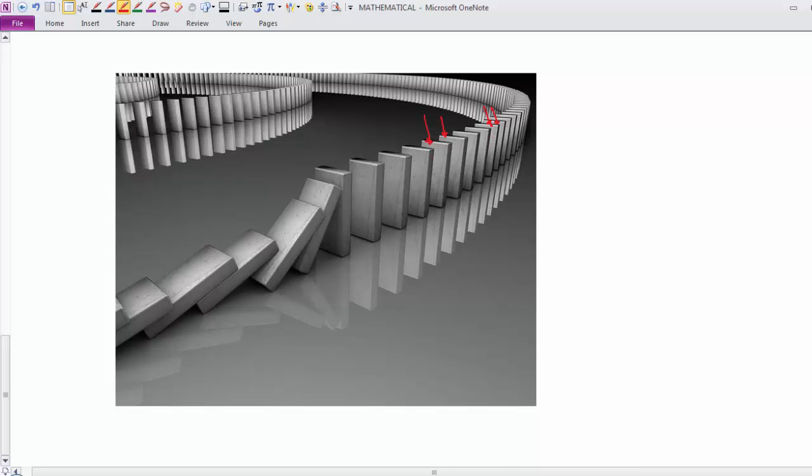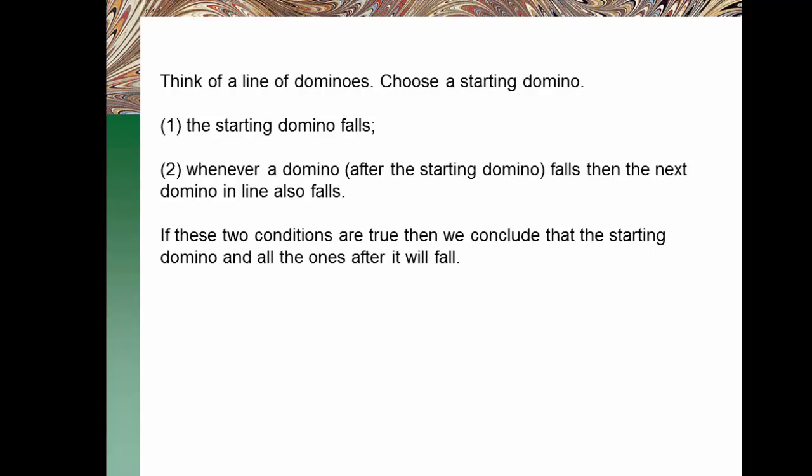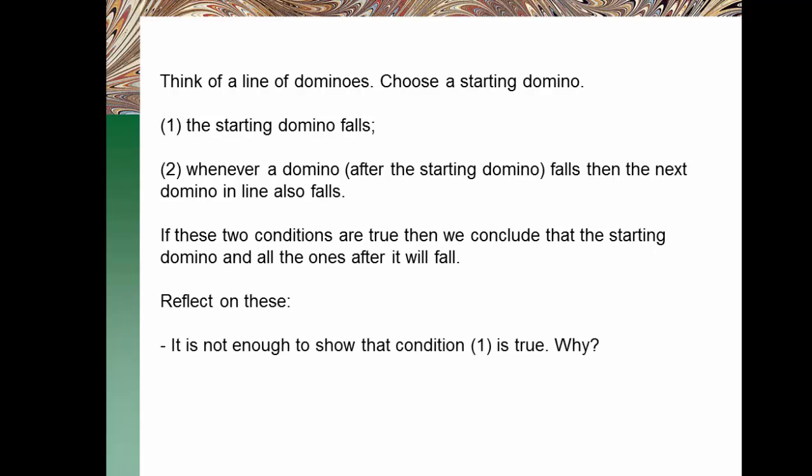There's no action there. There's no domino falling. We simply verify that when or if this happens, then that happens. This is very important because this condition, along with the first one, pushing the first domino, will prove that all the dominoes will fall. Now, let's reflect on these two conditions.